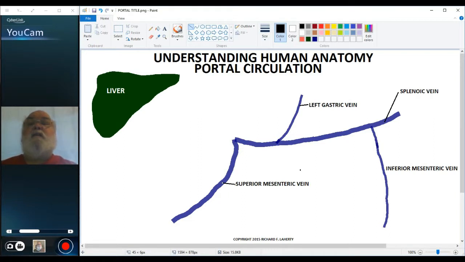And where the superior mesenteric and splenic veins connect, we have formation of the portal vein. And the portal vein runs over to the liver.